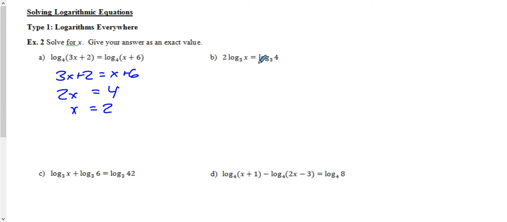In example B, again, I'm going to take a look at my logs here. This one has a coefficient. I want to get it as a single logarithmic equation, so I'm going to bring that coefficient up. So on the left, I have log 3 of now x squared is equal to log 3 of 4. And again, because I have the same base, log 3, those will get knocked out. So I'm left with x squared equals 4.